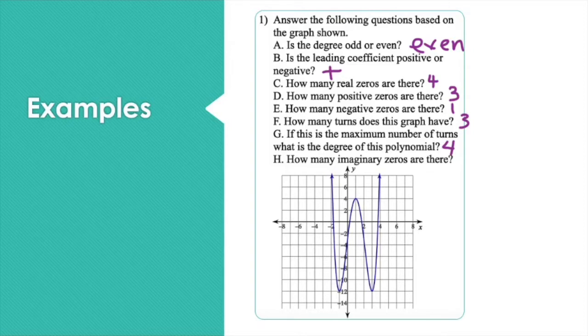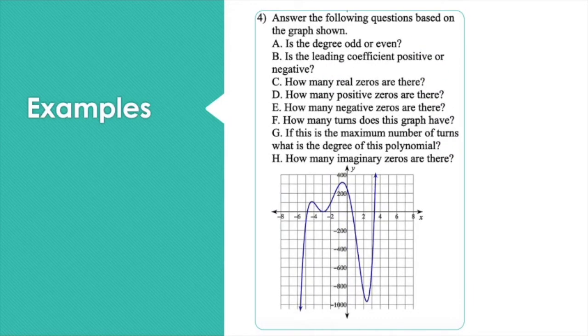We said that the real zeros were 4, and the degree is 4. So that means that all of the roots are real and none of them are imaginary. So we have no imaginary roots, because the total number of roots has to be 4, and all of them are real. Let's do another example.